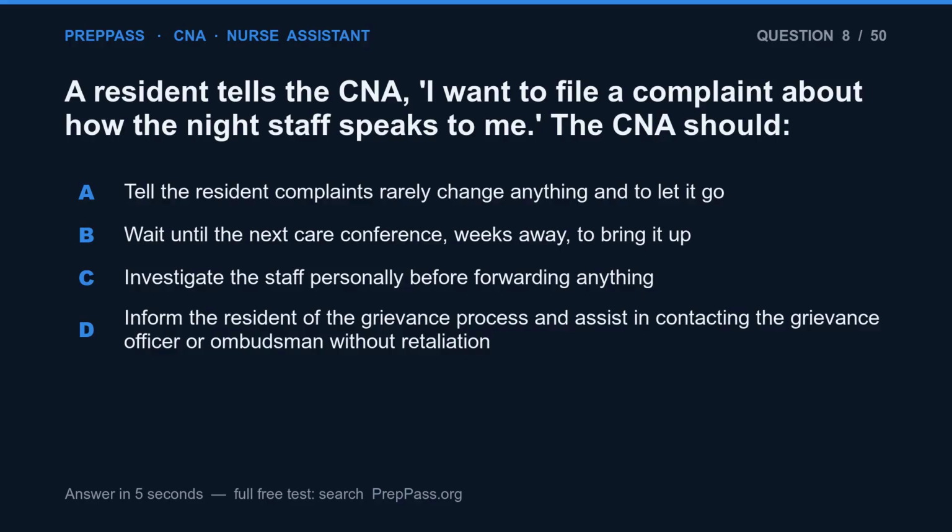Question 8. A resident tells the CNA, "I want to file a complaint about how the night staff speaks to me." The CNA should: A. Tell the resident complaints rarely change anything and to let it go. B. Wait until the next care conference, weeks away, to bring it up. C. Investigate the staff personally before forwarding anything. D. Inform the resident of the grievance process and assist in contacting the grievance officer or ombudsman without retaliation.